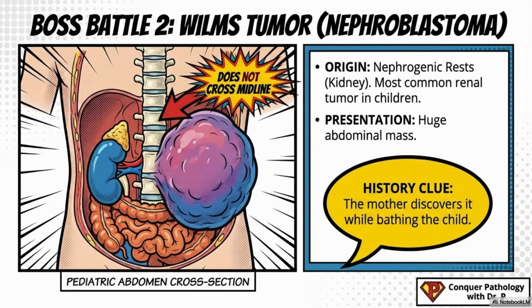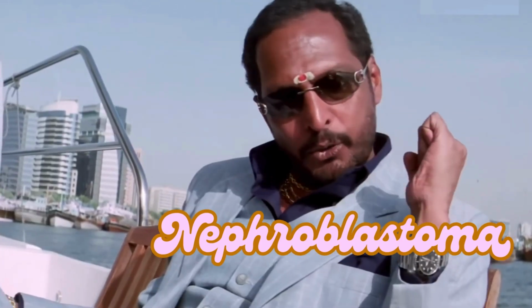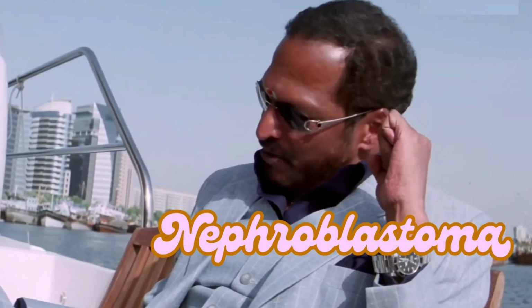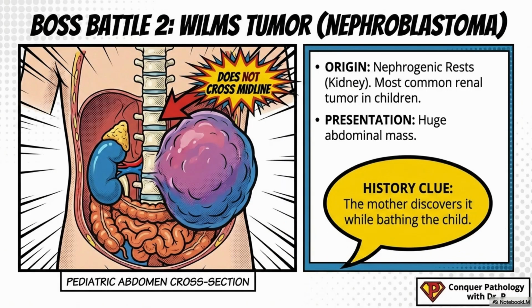Boss battle number 2, Wilms tumor or nephroblastoma. This is the most common renal tumor in children. It comes from nephrogenic rests. Clinically, you see a huge abdominal mass. The classic history is a mother discovers it while bathing the child. Unlike neuroblastoma, Wilms tumor respects boundaries. Control. It usually does not cross the midline.